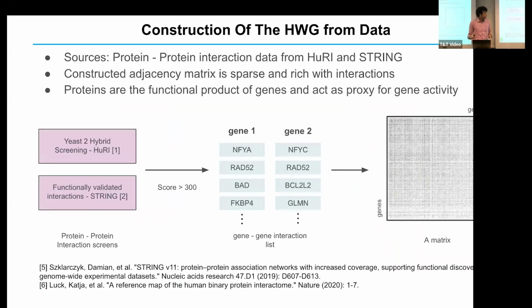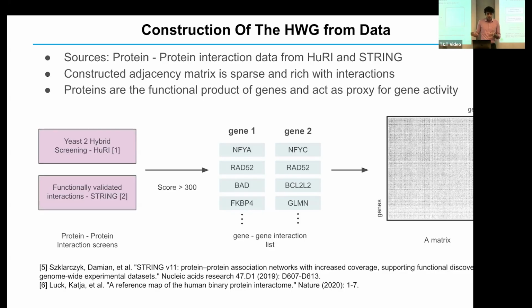Now that we have all the baseline covered, I'll explain how we extract this particular hardwired genome from data. The data that we use comes from 2 databases called Curie and String. These are both protein-protein interaction databases, and they use specific methods to validate these interactions. Curie uses yeast two-hybrid, and String uses functional validation to extract the protein-protein interactions. String also gives a confidence score, which ranges from 0 to 999.